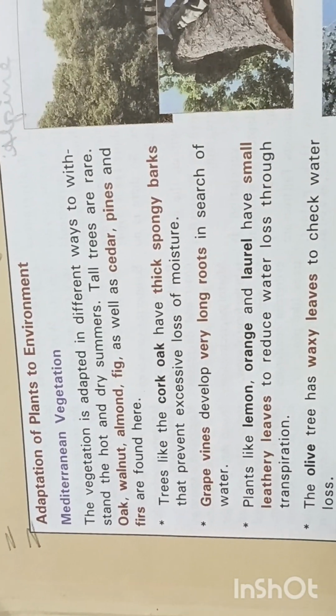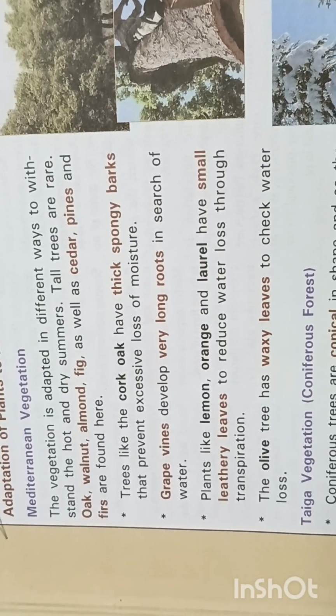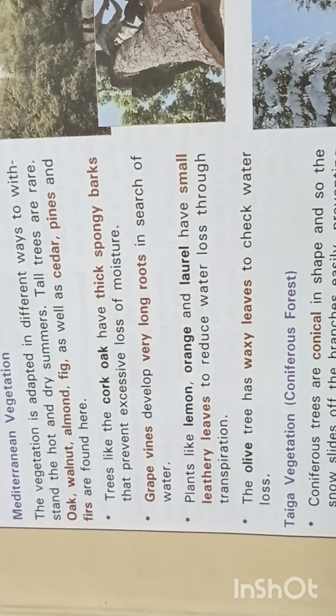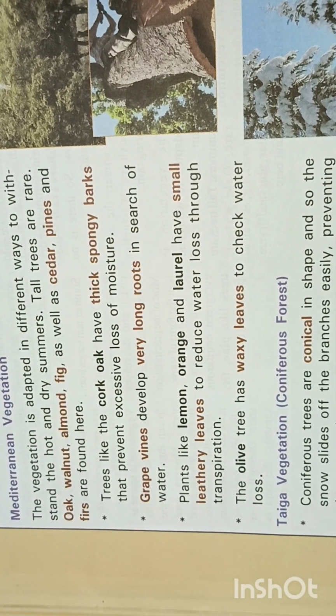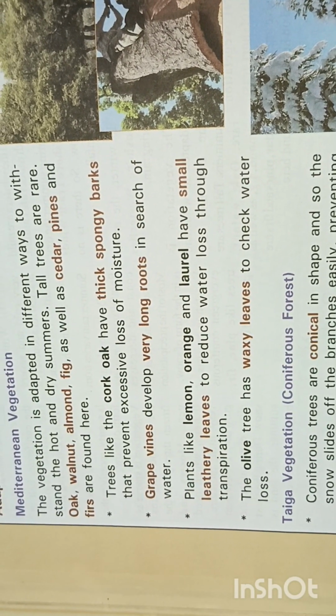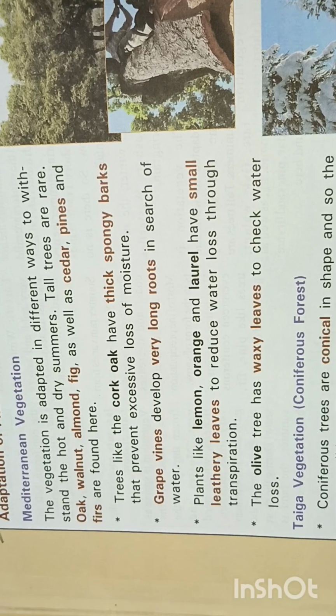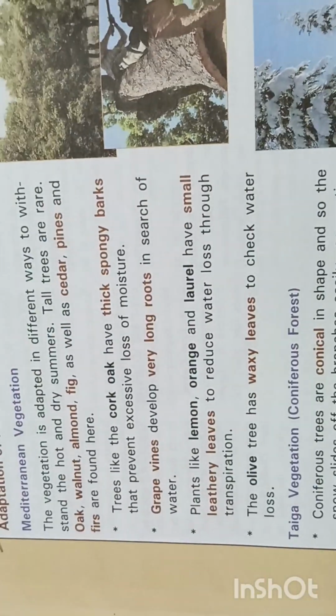Grapevines develop very long roots in search of water. Plants like lemon, orange, and laurel have small leathery leaves to reduce water loss through transpiration. The olive tree has waxy leaves to check water loss.